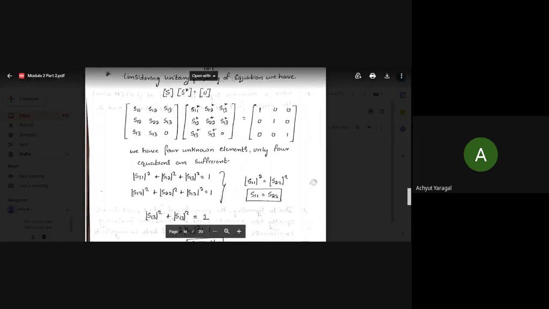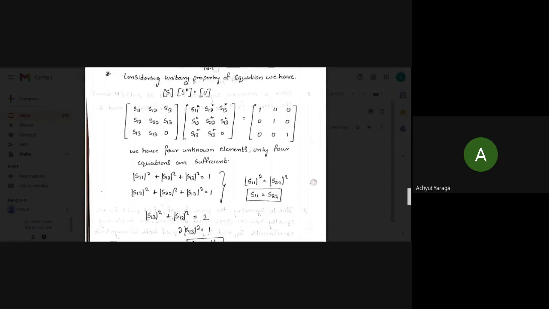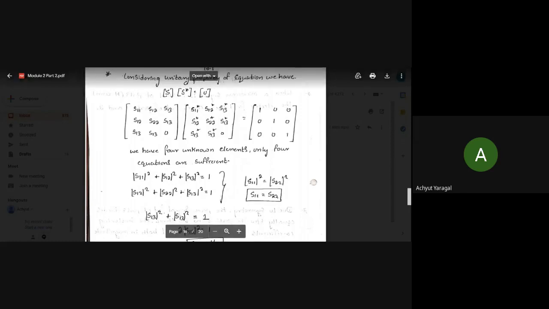First, the first row of the first matrix will be multiplied with the first column of the second matrix. In the same way, you have to multiply the second row of the first matrix with the second column of the second matrix, the third row of the first matrix with the third column of the second matrix, and the last equation is the third row of the first matrix with the first column of the second matrix.